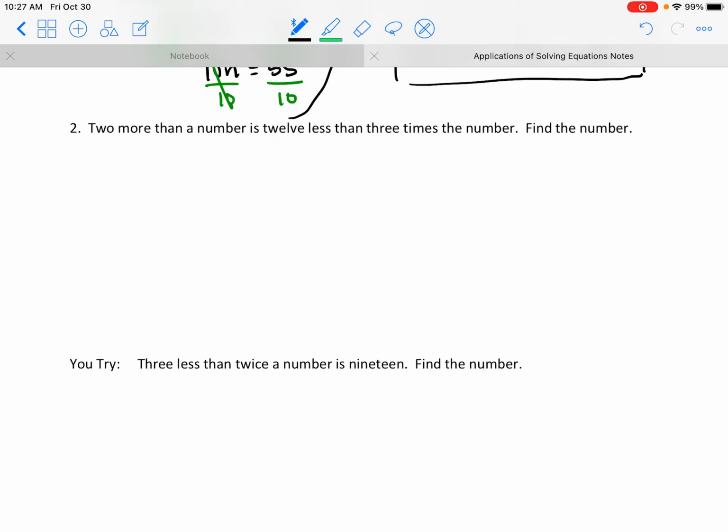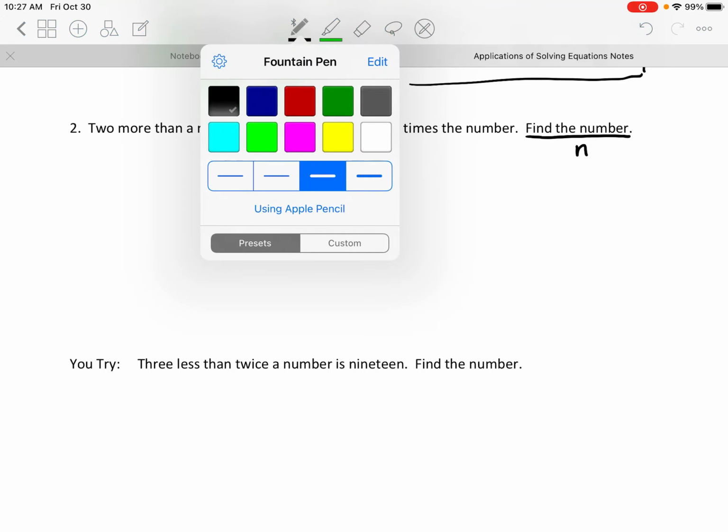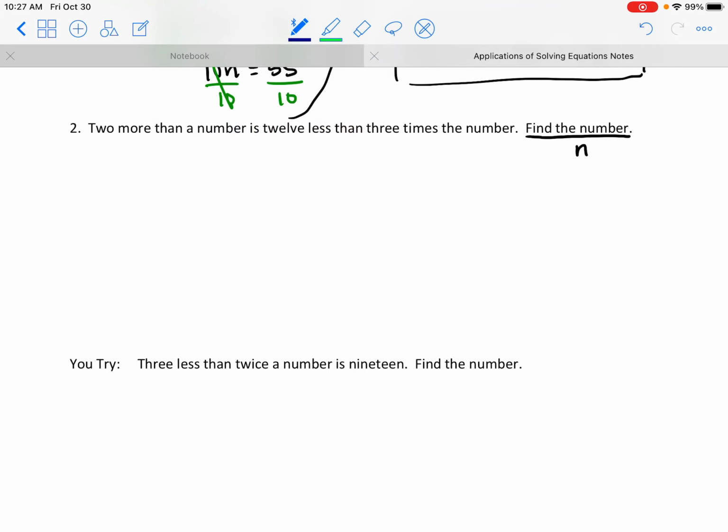It says 2 more than a number is 12 less than 3 times the number, and our job again is to find the number. So I'm going to call again my number that I'm looking for, n, and now I'm going to go back and try to translate. So 2 more than means we're going to add 2. So we're adding 2 to something, 2 plus something.